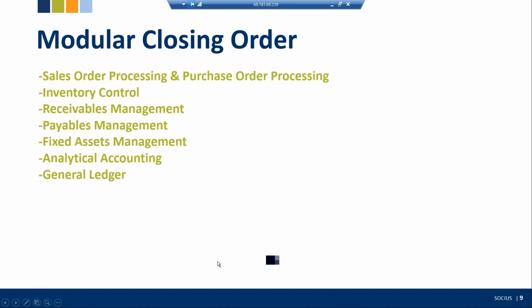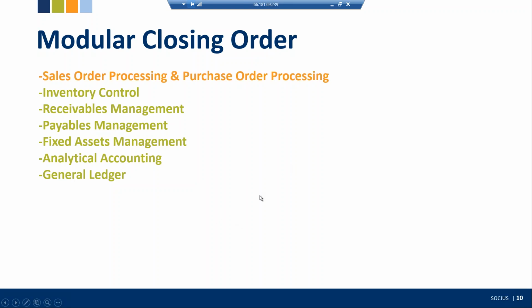So now we're going to get into what order we would close the modules. And I understand that you may or may not have this entire list of modules, so just keep that in mind. Some of you may not do sales orders or purchase orders. You may not maintain inventory. And so we're going through the entire list, but I just wanted to make sure that if you have them all, this is the order in which you should attempt to close. So you'll notice that you've got sales orders and purchase orders, inventory, receivables, payables, fixed assets, like I mentioned earlier, analytical accounting, and then the general ledger.